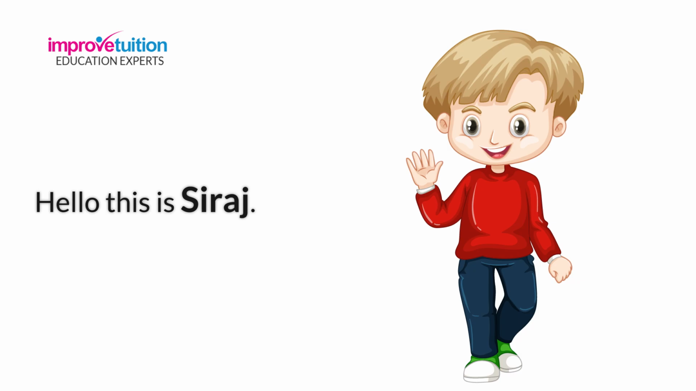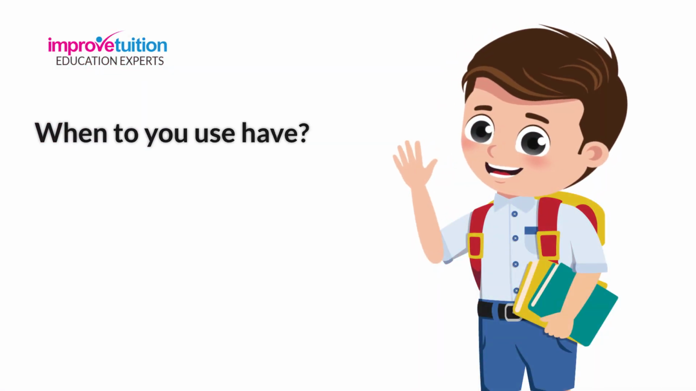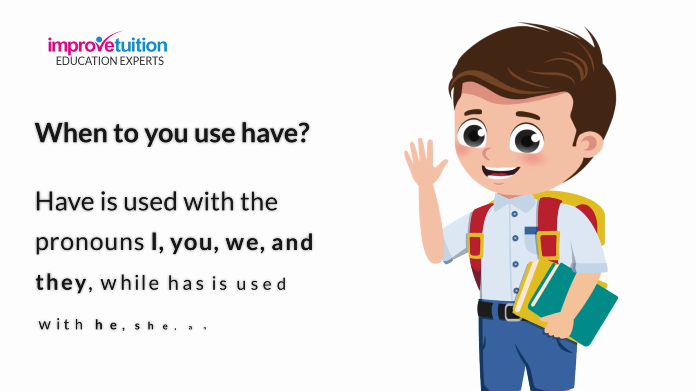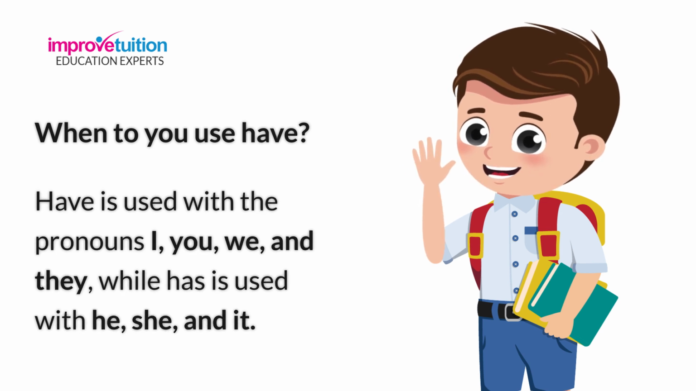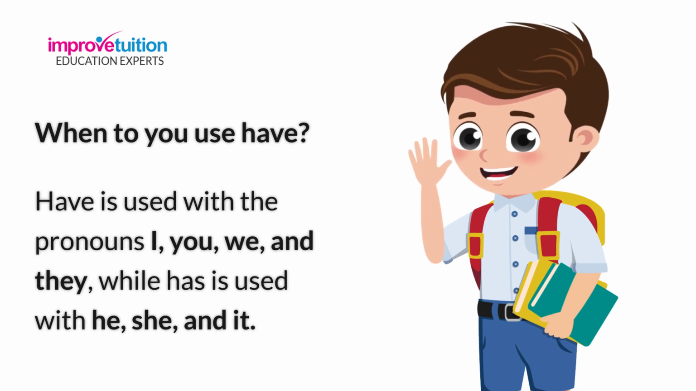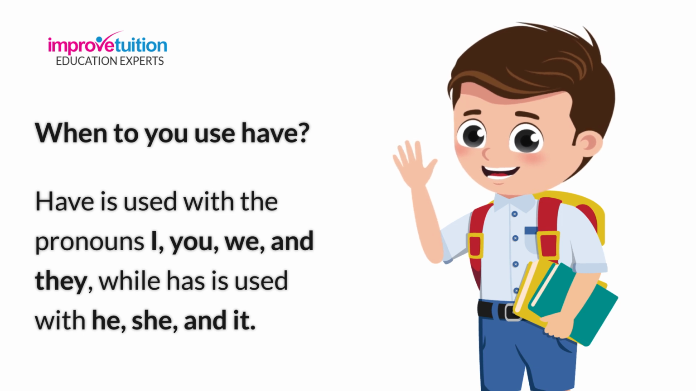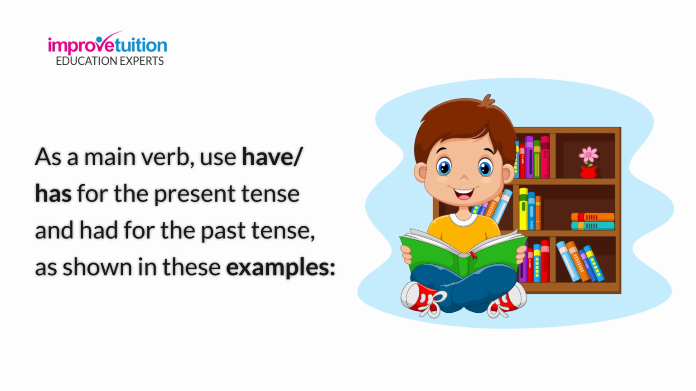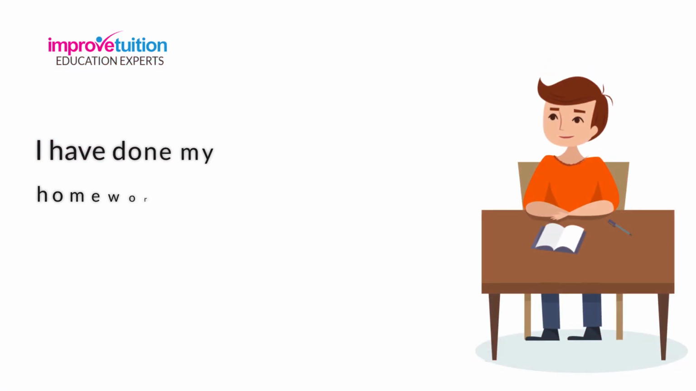Hello, this is Siraj. When do we use have? Have is used with pronouns I, you, we and they, while has is used with he, she and it. As a main verb, use have, has for the present tense and had for the past tense, as shown in these examples. I have done my homework.